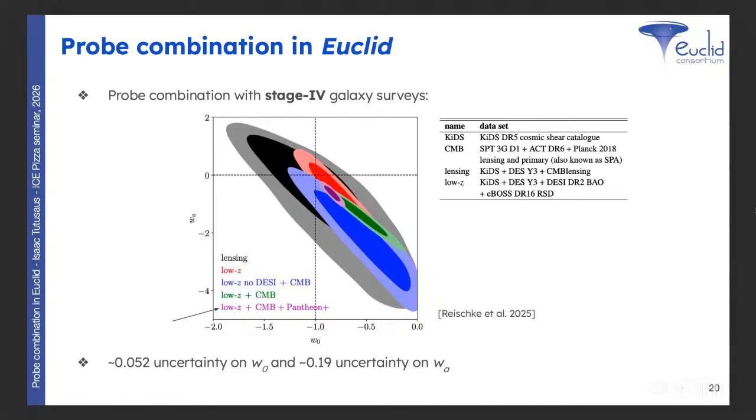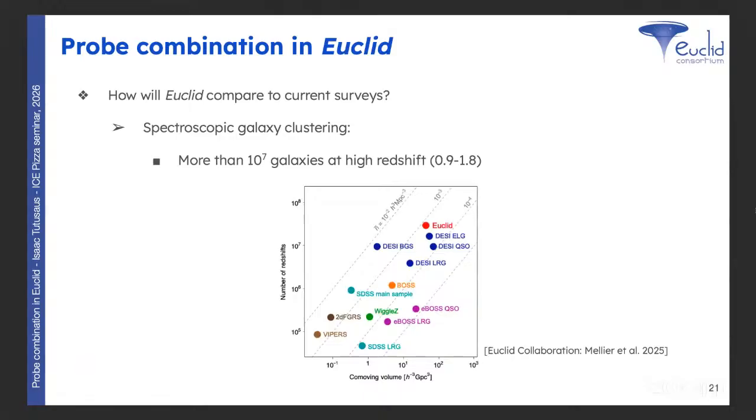Now let's see what Euclid can do. And for us to understand how Euclid will be able to provide very nice constraints, let me just show you some numbers first. Let's start with the spectroscopic analysis. Here I'm showing you the number of redshifts as a function of the volume that's probed. These are stage 3 surveys. These are stage 4. You see all the DESI points. This is Euclid. So Euclid will observe a huge amount of objects and probe a very large volume, basically more than 10 to the 7 galaxies.